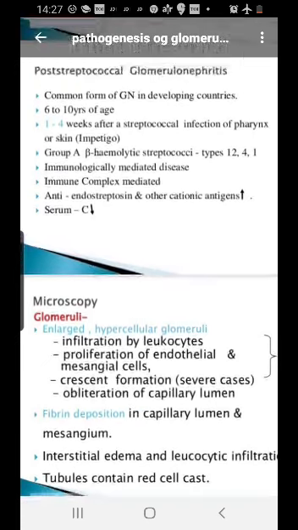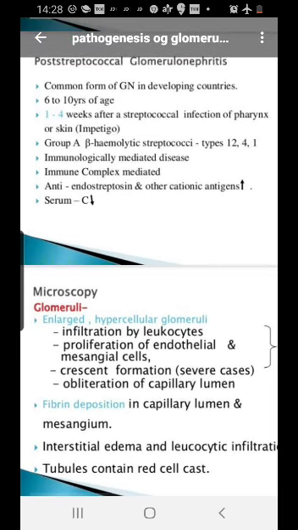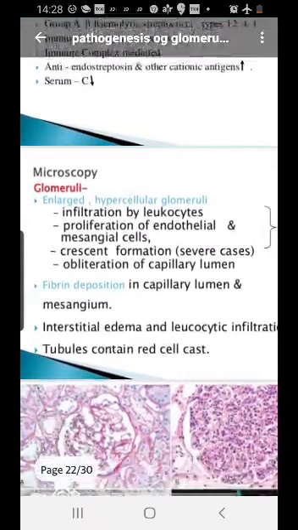So there is an immune complex deposition, and then there is an injury to the capillary loops of the glomeruli. Now in the circulation, what you will see is toxin, antitoxin, which is anti-streptolysin or other cationic antigens, and serum complement is less.